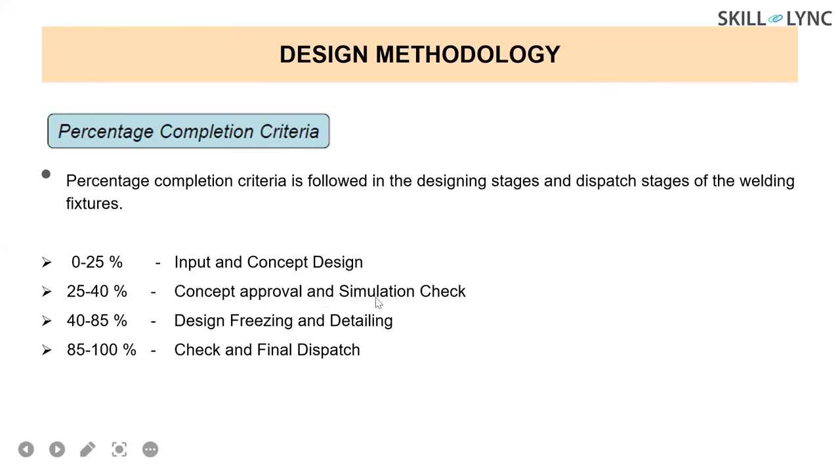Once the design and simulation are perfect, I'll be freezing the model. If I'm freezing the model, we're at a stage of 40 to 85% of the work done. So if the design is frozen, around 40% of the work is completed. If the 2D detailing is done, meaning we craft the particular model and give the final design as well as the dimensions for starting the manufacturing process, we will have around 85% of the process completed. And finally, we'll do inspection as well as the final dispatch. That will be the final process, which is about 85 to 100%.